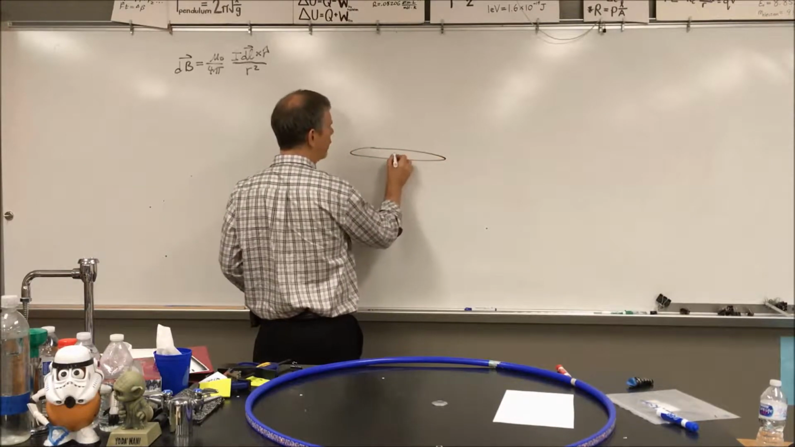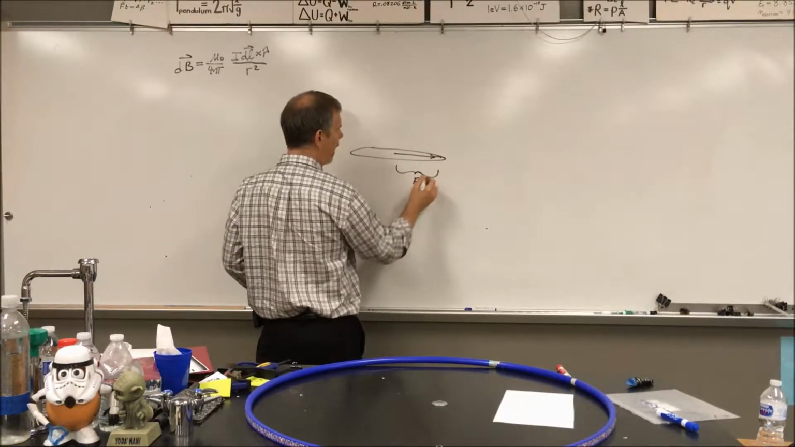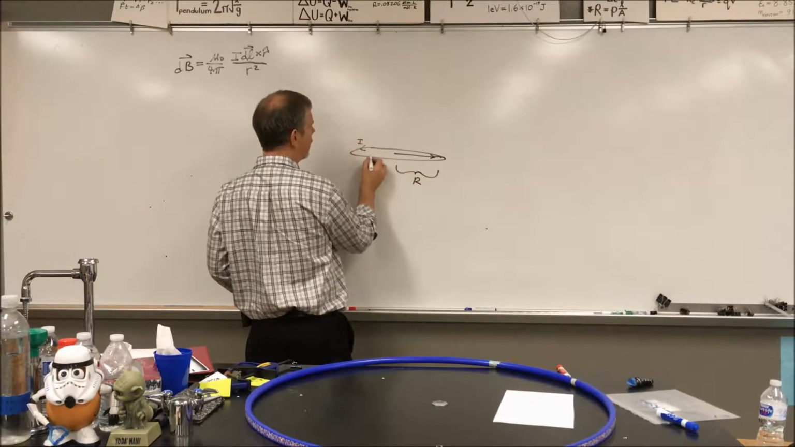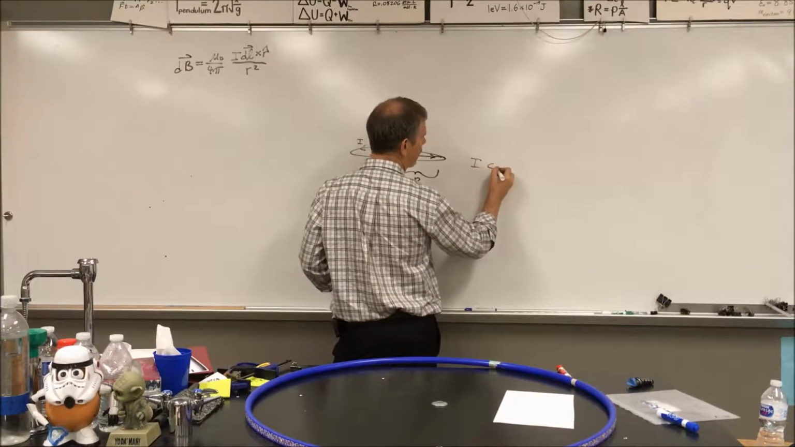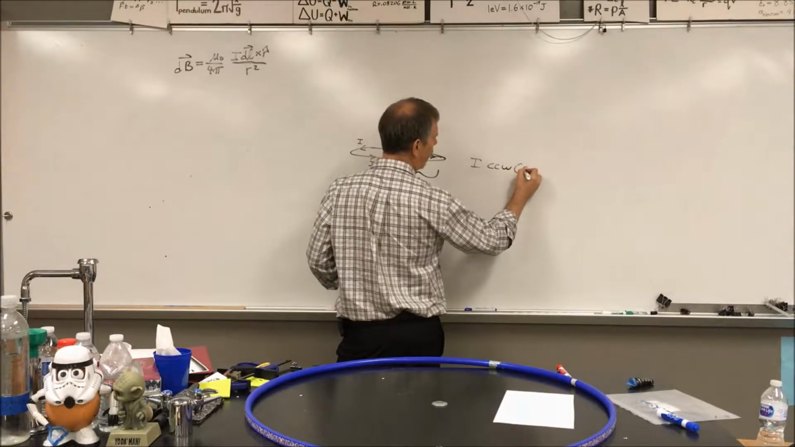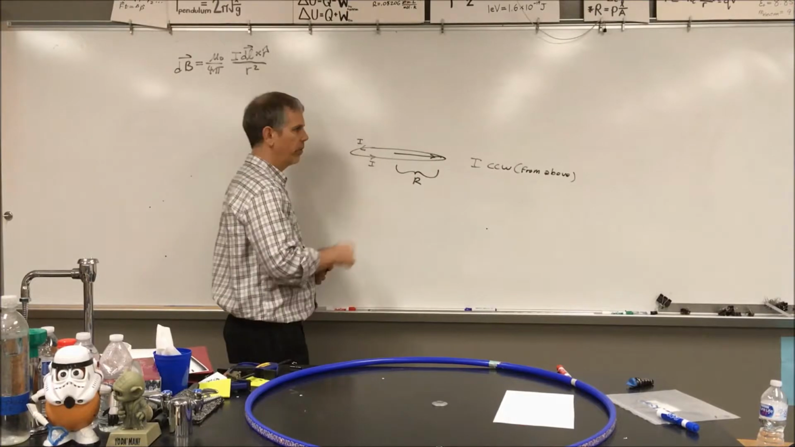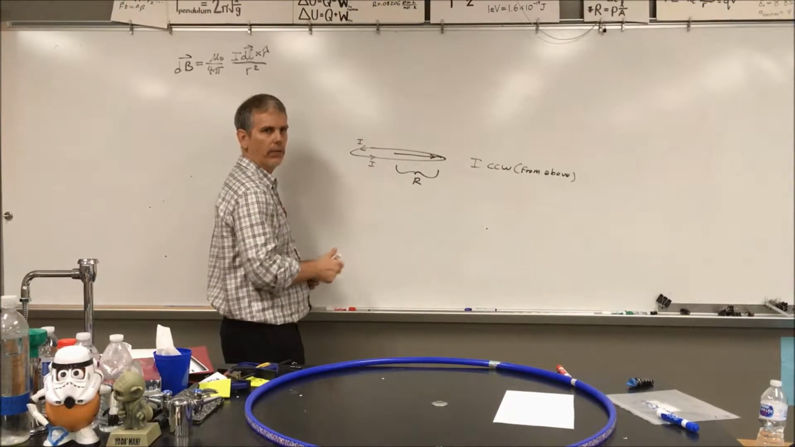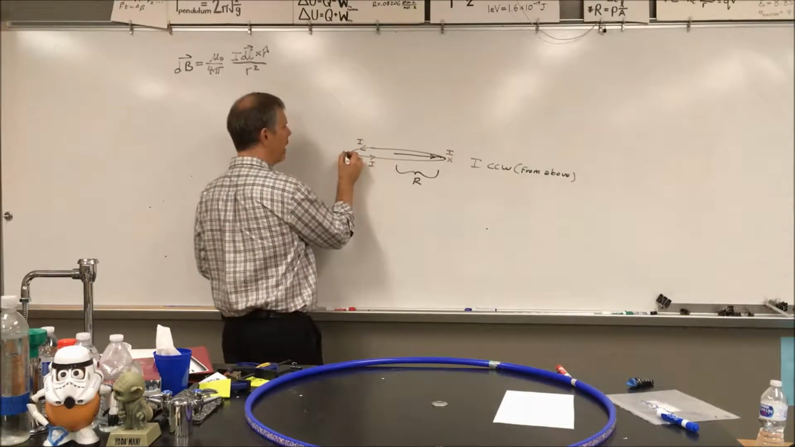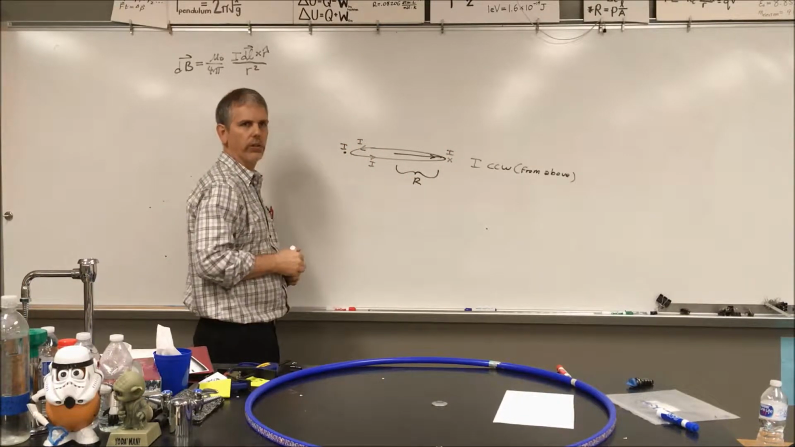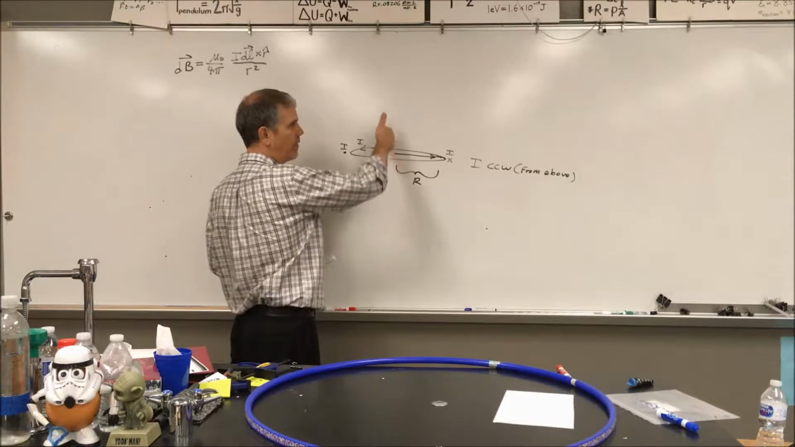We have a loop of radius R, and let's say that the current is flowing this direction. So the current is counterclockwise from above. You understand what I'm doing there? So the current is flowing counterclockwise as viewed from above. So at this point right here, I is going in, and at this point, I is coming out of the page. We all in agreement? If you wrap your fingers around it, shouldn't the magnetic field go up?